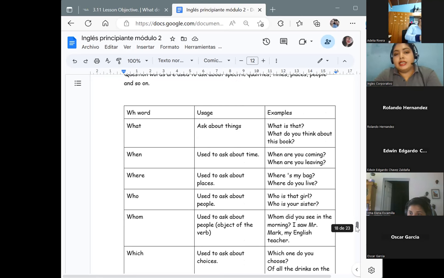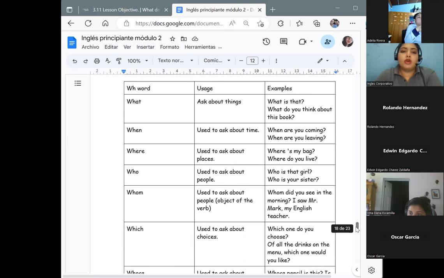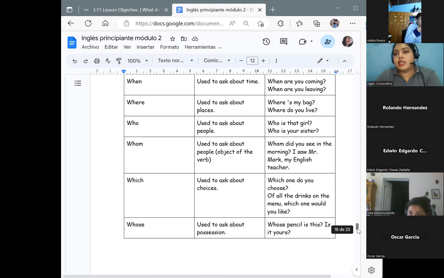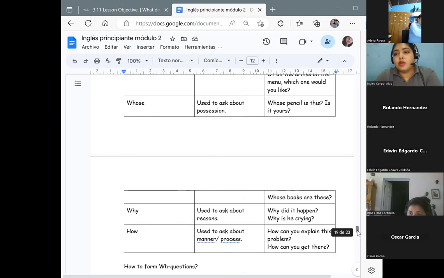Tenemos el what, que es para preguntar sobre cosas, when, sobre el tiempo, where, about places, sobre los lugares, who, para hablar de las personas, whom, que se utiliza igual para hablar de personas, pero cuando es el objeto de nuestro verbo. Which, que se utiliza para hablar sobre decisiones. Then we have whose, que se usa para hablar sobre posiciones. Then we have how, to talk about manner or process, que son maneras y procesos.